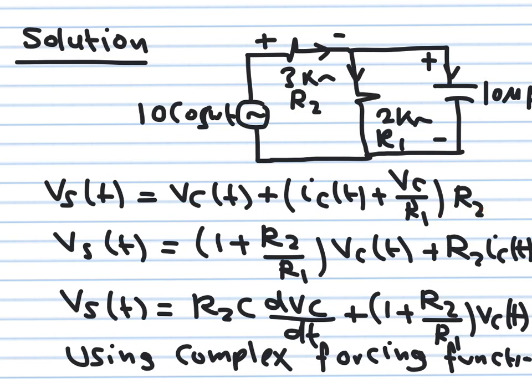Okay, and then what I did, I took VC of t as a common term. So I'm left with R2 multiplying IC of t. I replaced IC of t by C dVc by dt. So now I obtain the first order differential equation governing this circuit. Okay, I'm gonna replace this one here by 10 e to the j omega t, e to the j 0, because it has an angle of 0. I will solve for the capacitor voltage. I will replace this one by Vc tilde e to the j omega t, and then I will continue my solution in the same way we did earlier, because we still have a first order differential equation.